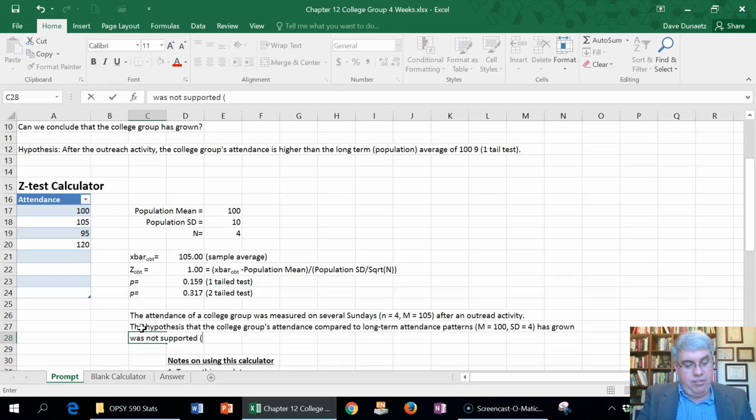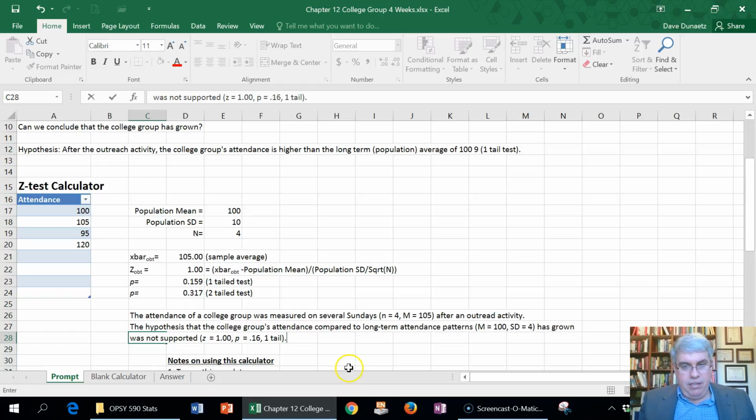And to show that it wasn't supported, we put in the details here in parentheses. I have shift open parentheses. I'm going to put our z-score. So Control I, z, Control I, because we write statistics in italics, space equals space 1.00, comma, and then I'm going to do p equals 0.16, and p is in italics also, so Control I, p, Control I, space equals space 0.16, and specify that it's one-tailed, or we can say one-tailed test, or we just put one tail, and close parentheses.